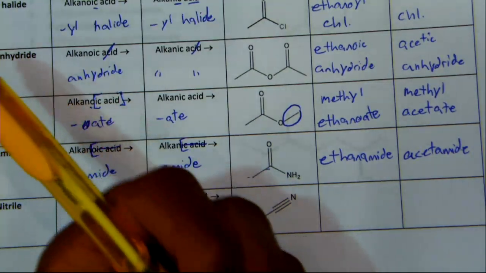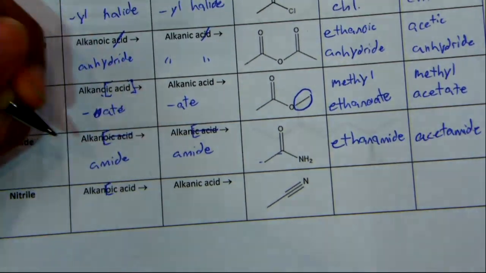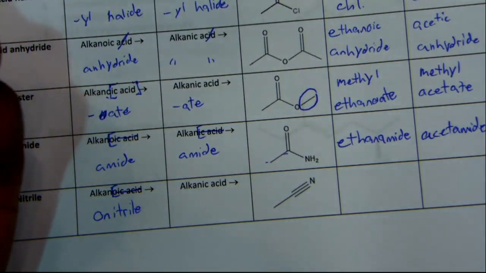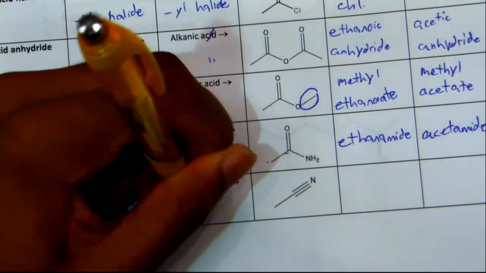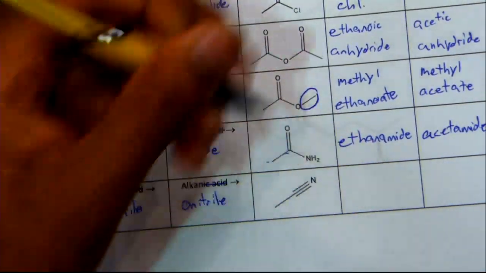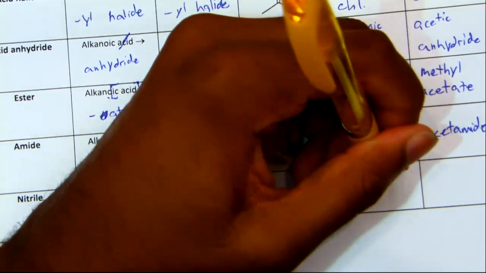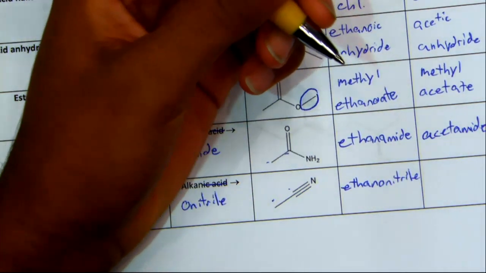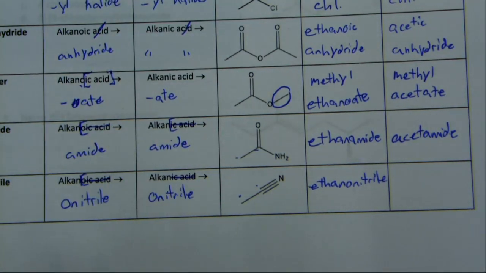Okay, so for my nitrile, we're going to get rid of oic acid and add nitrile. And then same thing with my common name, get rid of ic acid and add onitrile. Okay, so this one's going to be 2 carbons long, ethanenitrile. Cool. Is it all good?